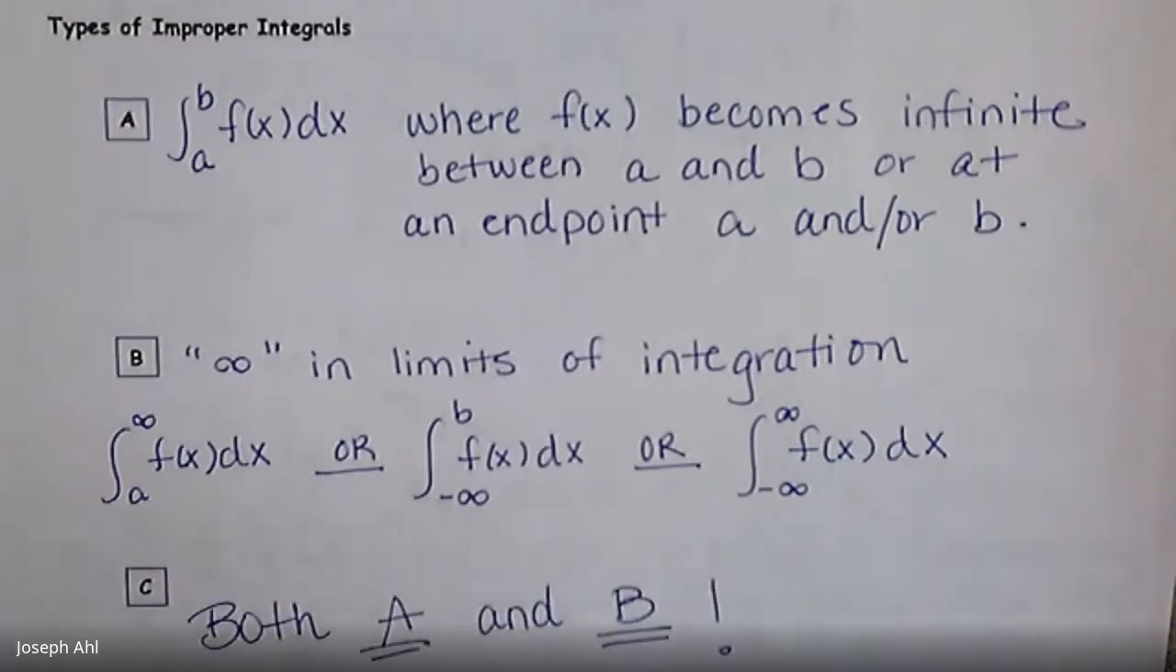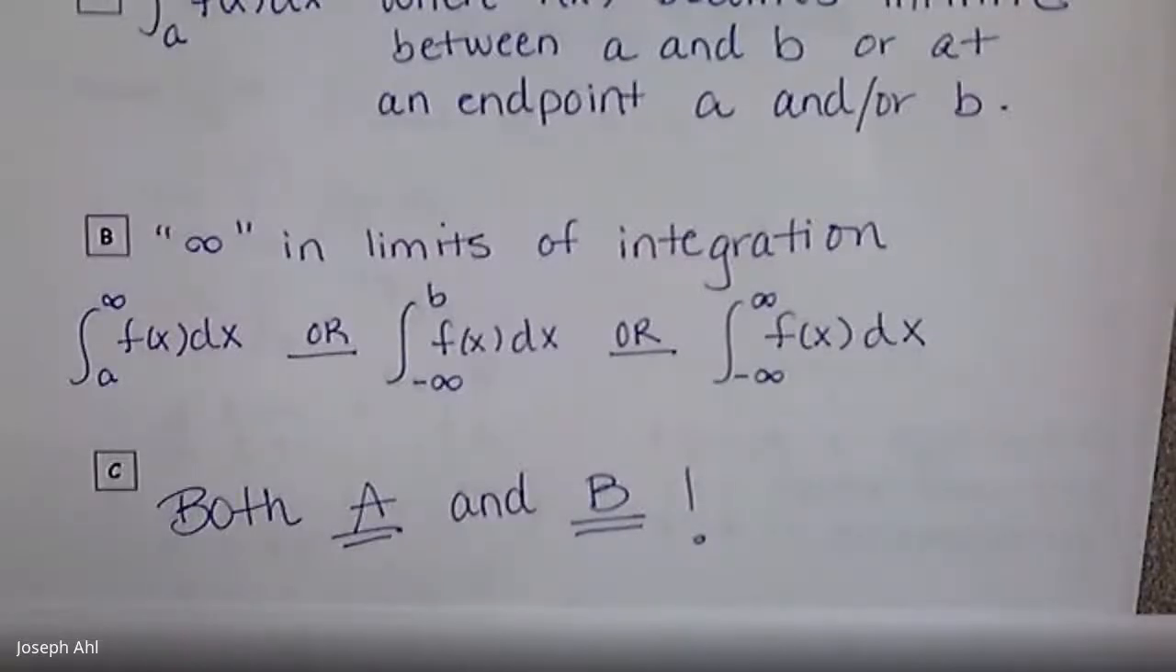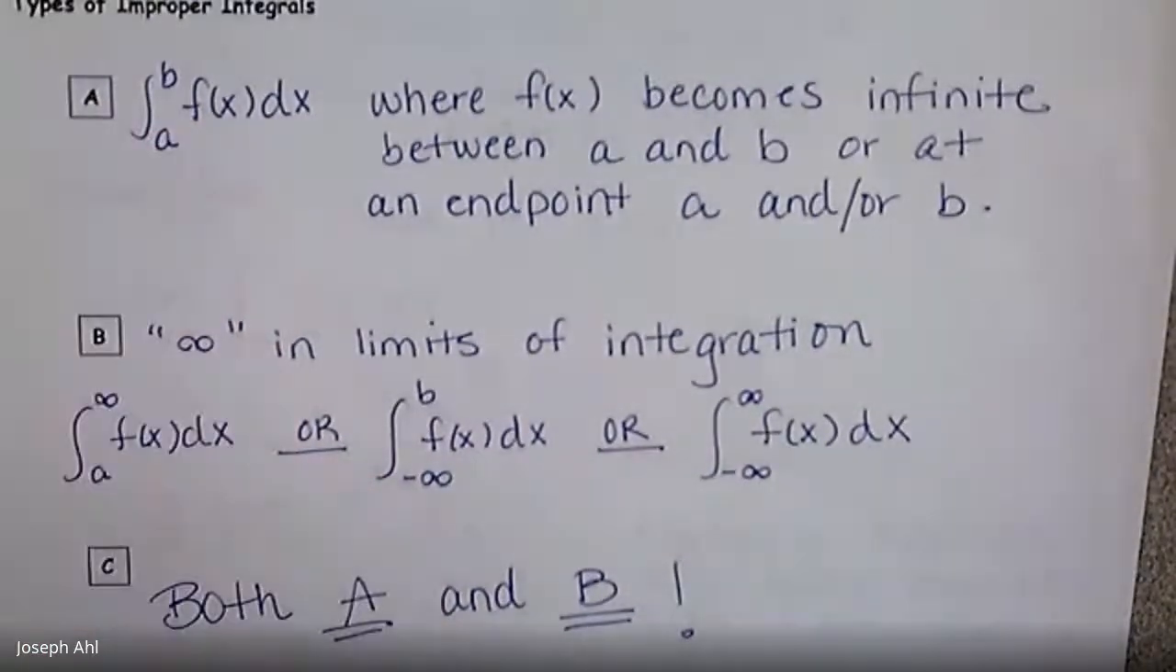And then finally, type C is both A and B. Nothing too crazy there, but if you have infinity as one of your bounds and you also have an issue where, at some point over the interval from a to b or at an endpoint, you approach a vertical asymptote and go to infinity, then we would have to do really two things to set ourselves up to determine if the integral approaches a certain value or if it does not. So we're going to start with type A, and then we'll build in the lesson, eventually heading towards type B.